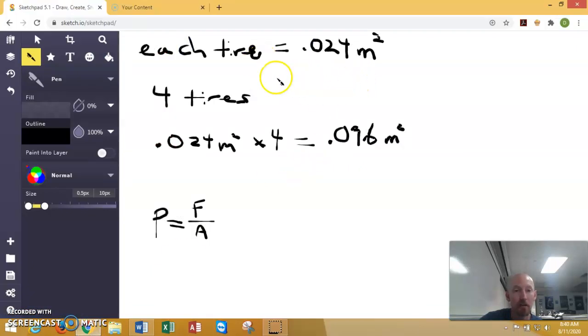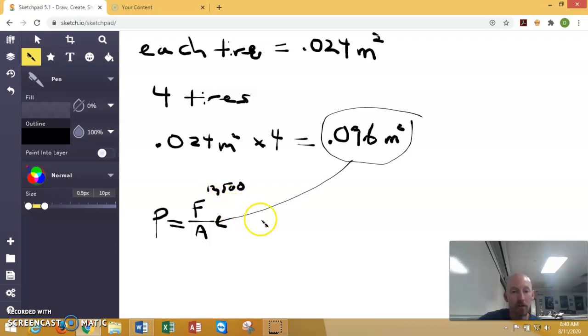So for each tire, it's 0.024, multiply by 4 to get our total contact area. That's 0.096. It's actually a lot harder to write on this than I want it to be. But you get what you pay for. And this was free. So this is the total contact area. Then I'm going to take this number and use it for my area. The force is 12,500, right? And then I divide my 12,500 by this little area and I get a big gigantic number. And that'll be the gauge pressure for each tire.